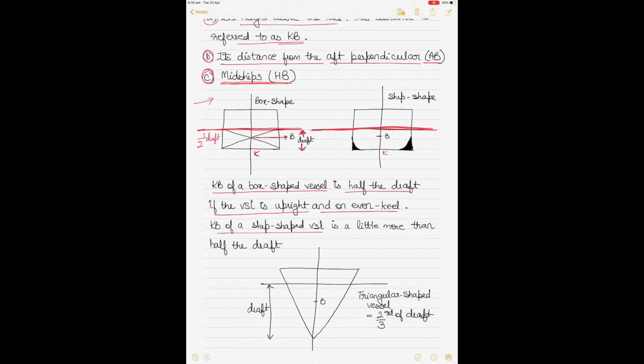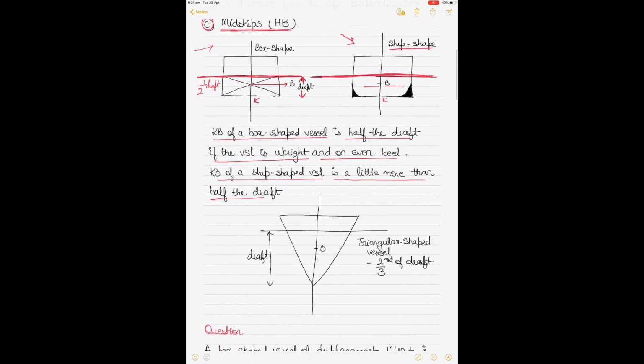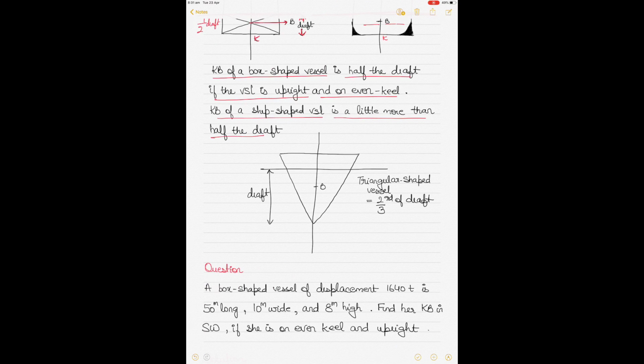But KB of a ship-shaped vessel, which is the second figure here, as you can see I've marked it here, is a little bit more than half the draft. So if half the draft was somewhere here, B is just above, maybe by 5 or 10% more than half the draft. With a ship-shaped vessel, because the underwater volume and the shape of the underwater volume changes in comparison to a box-shaped vessel, the center of buoyancy lies maybe 5 or 10% above half of the draft. We'll put all this knowledge in the numericals below.